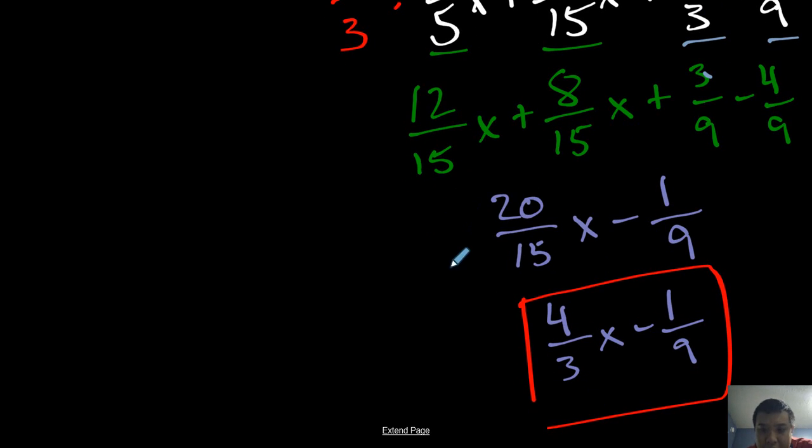We do have to simplify. I do want us to be simplifying our fractions, so 20/15 is not good enough because 5 can go into both of those, so our final answer is going to be 4/3 x minus 1/9.